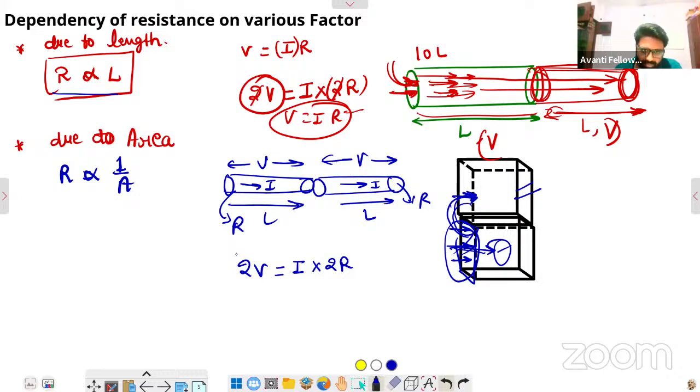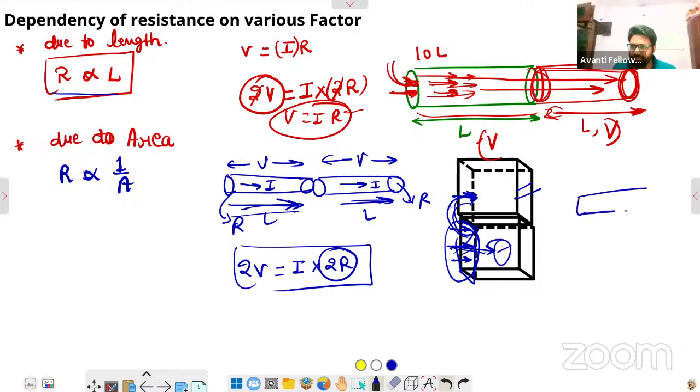Okay. So from this equation we can say that by increasing the length, resistance is increasing. And in the same manner, if we double the length, resistance will be double. In case of area, let's say, suppose this is the particular area.